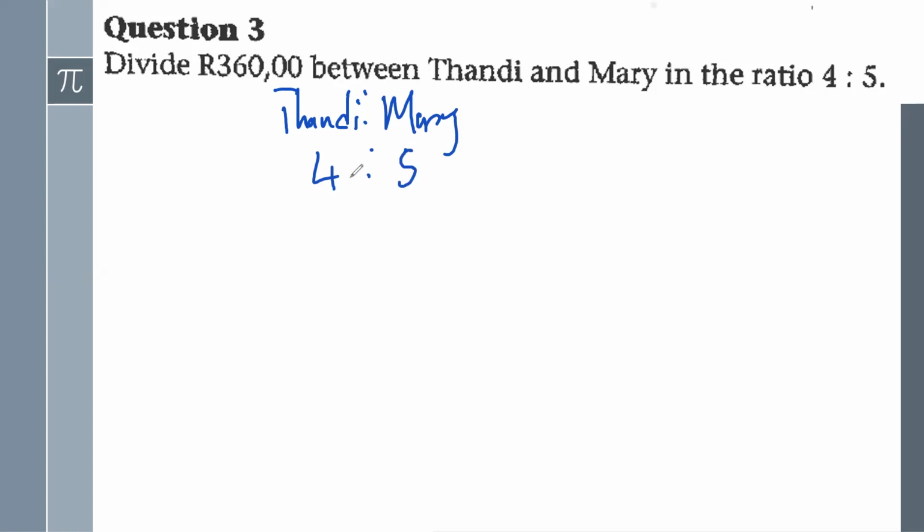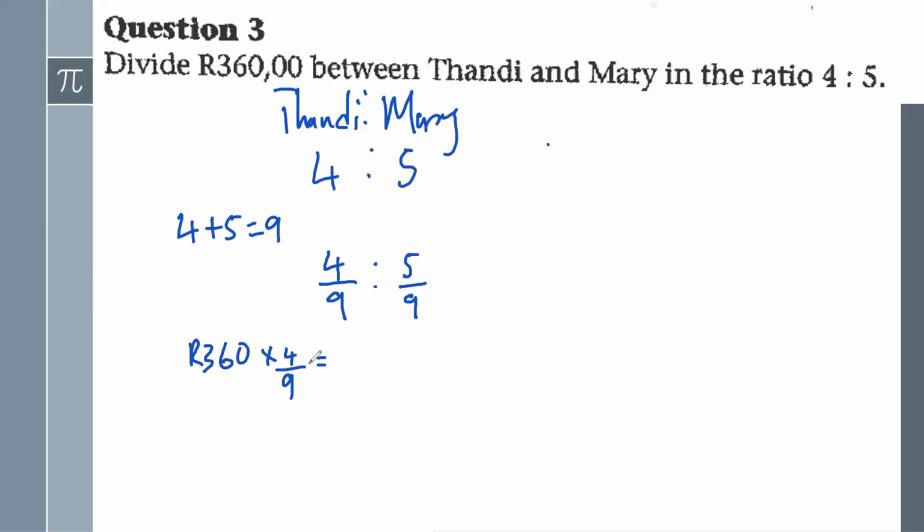Now, to know how much each one is going to get, first of all, we need to find out actually what is 4 plus what? Plus 5, okay? That is a 9, right? So that means, how did we get here? Well, we got here because Tandy was getting 4 out of 9 portions, while Mary was getting 5 out of 9. Now, we just need to find out how much is 4 out of 9 parts as far as 360 is concerned.